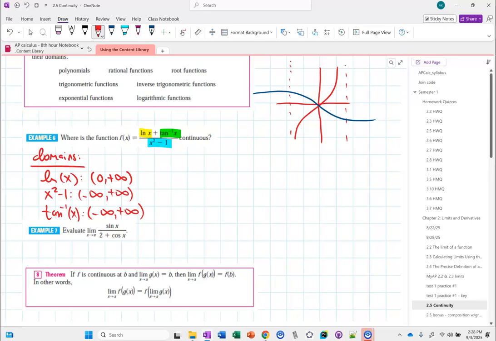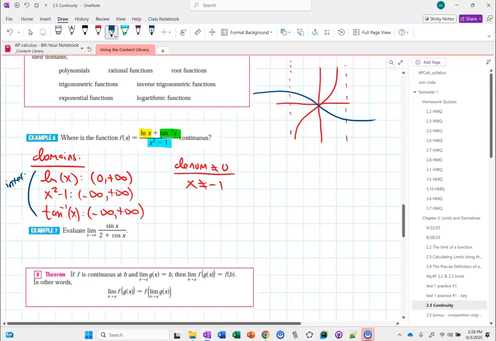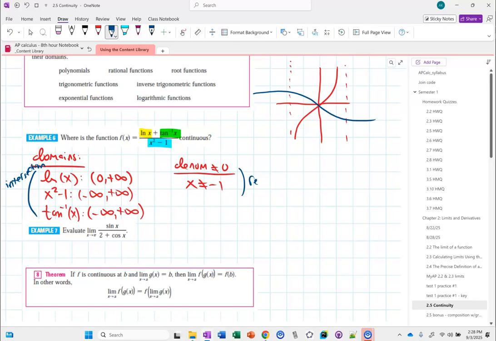So then the overall domain of all of them. Well, hold on. And then we have the denominator cannot be 0, right? So what values are excluded from that? 1 and negative 1. So to find my domain for the whole thing, I need to look at the intersection of these three sets and then remove those x's.